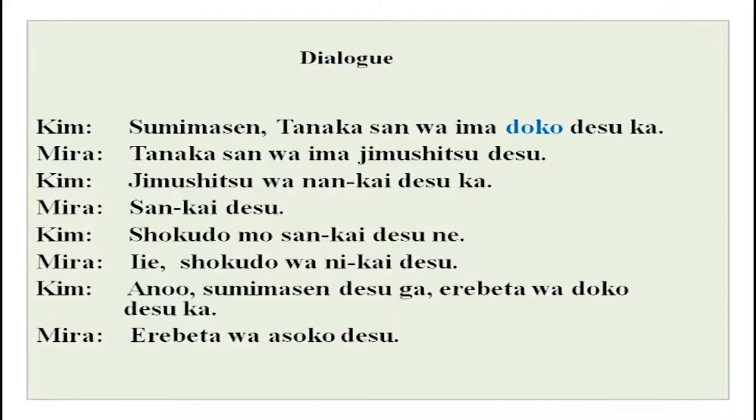Well, there are a few words here which are new to you. Some new vocabulary is also there. So, we'll do it right now. I'll read it out. Again, the dialogue is between Kim-san and Mira-san, two people. So, I'll read the dialogue once to you and then explain.